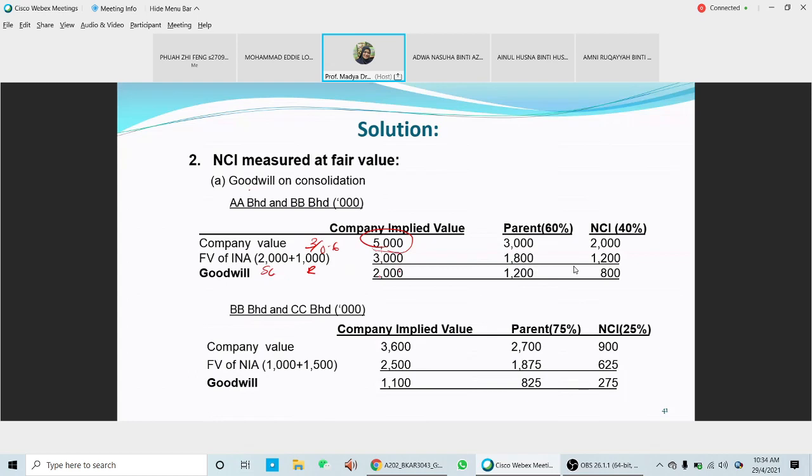So the goodwill that you have here is 2. From this 2, you need to allocate 60% to the parents and 40% to the NCI. So 1.2 for the parents and 800 for the NCI. Yeah? So this one is in B.